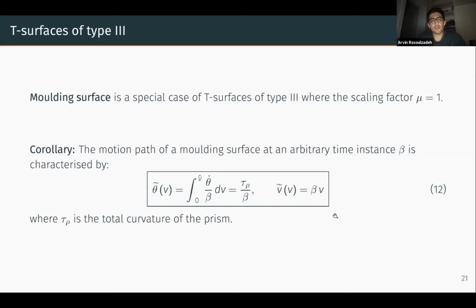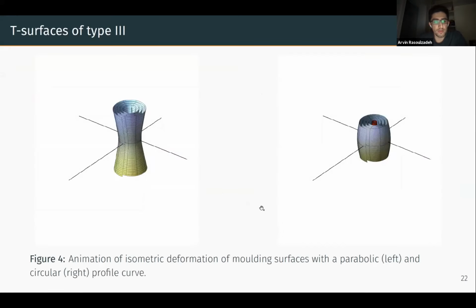And theta tilt will then be nothing but the total curvature of the prism divided by beta, which tells us that as this beta goes up and down, we are expecting to have a prism that is getting either curvier or getting closer to a line, which I can show you in these final videos.